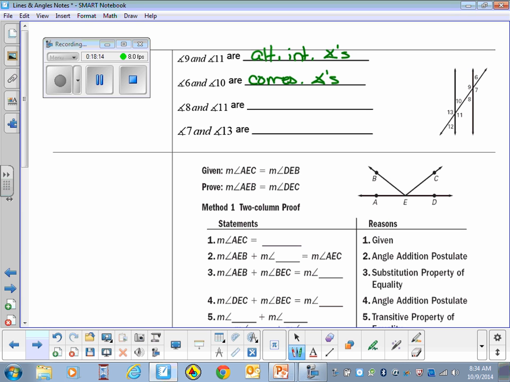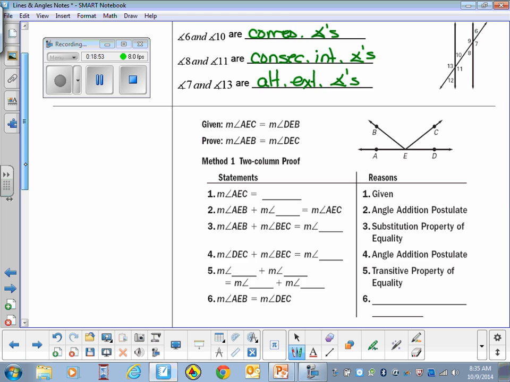What about 8 and 11? Andy? Consecutive interior angles. Excellent. Consec. Int. Angles. And 7 and 13? Liz? Alt. X. Angles. Make sure you're making your angles plural, whether you're writing out the word angles or whether you're doing the abbreviation with the symbol, because you are talking about more than one angle.